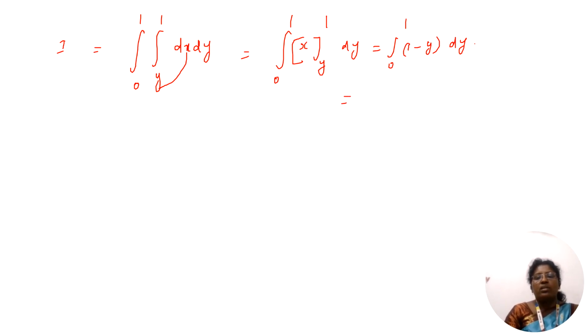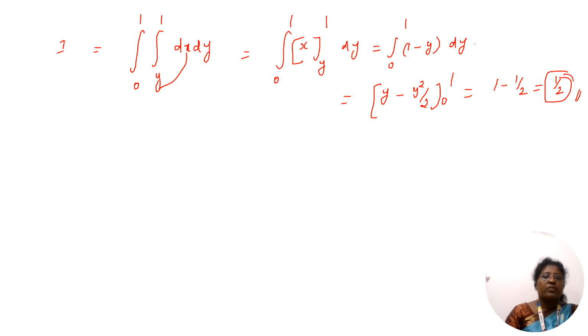Now we will find the integration with respect to y. Here 1 is a constant term, the integration of 1 is y, and the integration of y is y square by 2. The limit varies from 0 to 1. Now the upper limit is 1, so 1 minus 1 by 2. When you apply the lower limit 0, both the terms are 0, so leave that. Now we'll simplify this. 1 minus 1 by 2 is 1 by 2. So this is the answer for this problem.